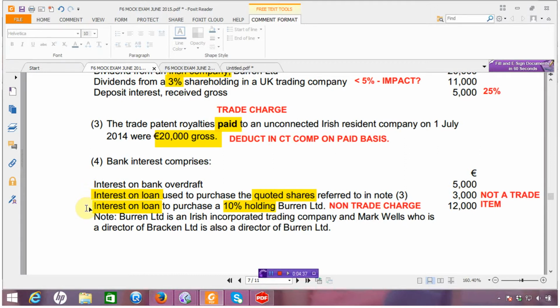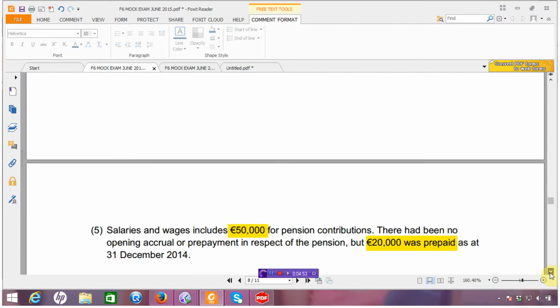These for me are both what we call non-trade charges, and in effect they also have to be included in our add backs, but deducted within the CT comp against non-trade income. So more of that later. Just watch for the error that I believe is in there.